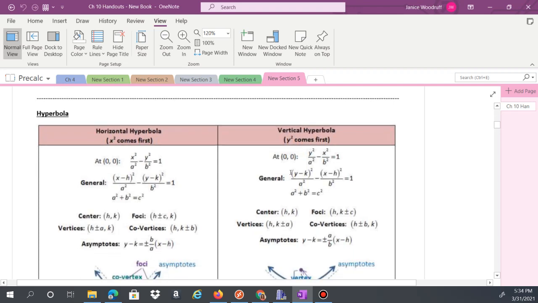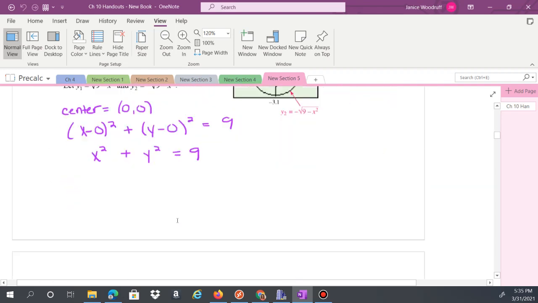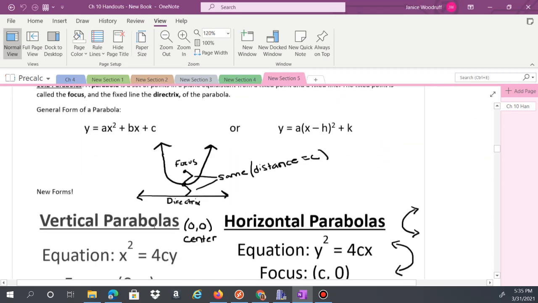And then the hyperbola is similar. The equation is the same, except there's a minus sign. So we'll look at that when we get to 10.4 a little bit more, but the equation is very similar, except the minus sign. Okay, so go back to 10.3.